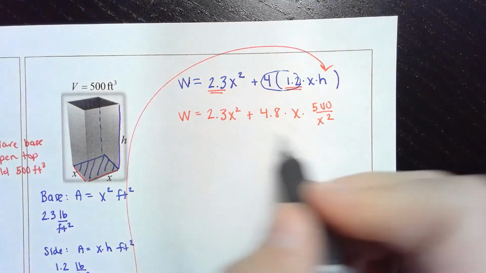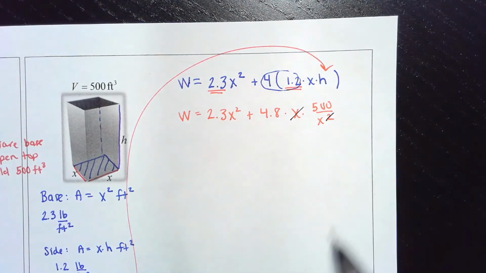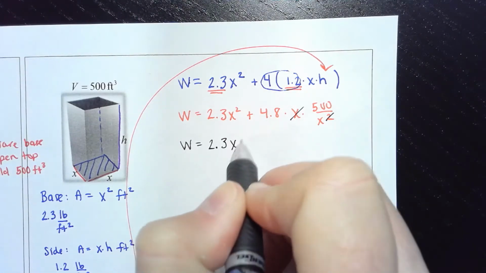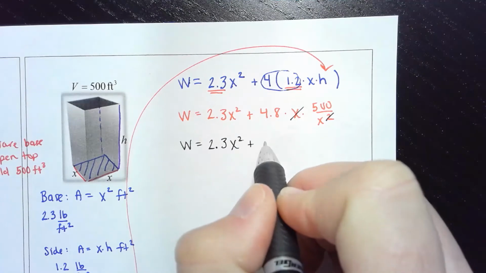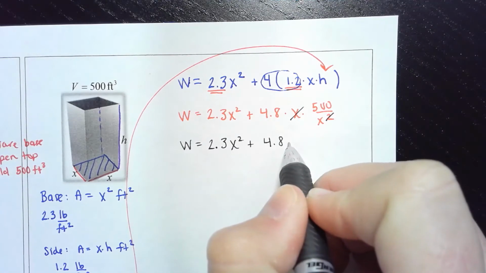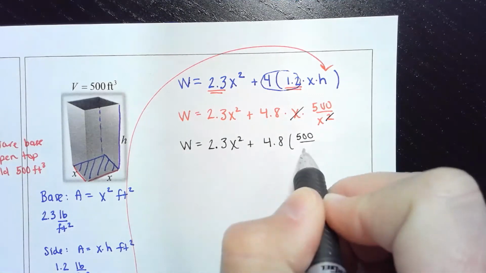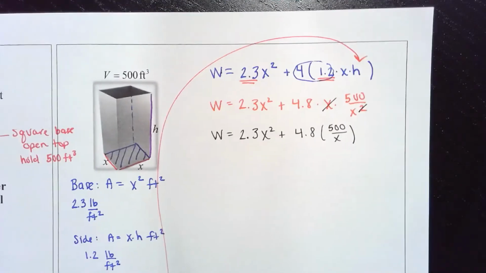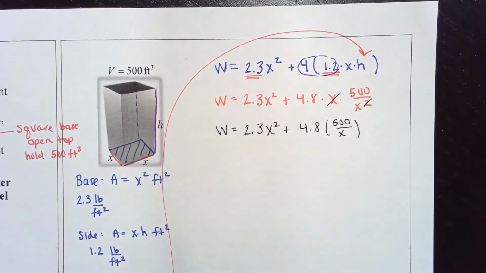All right, so let's simplify. Let's get rid of this x with one of these x's. So now I have weight equals 2.3x squared plus 4.8 times 500 over x. I could grab a calculator and multiply 4.8 by 500, but I'm just going to leave it alone for now. So we have successfully found an equation for the weight of this box.